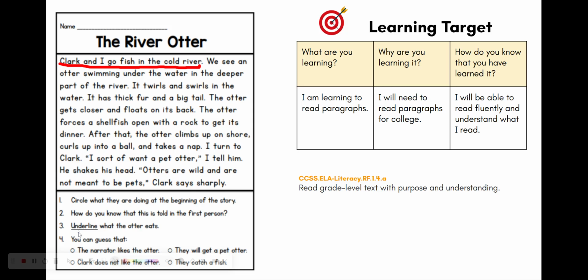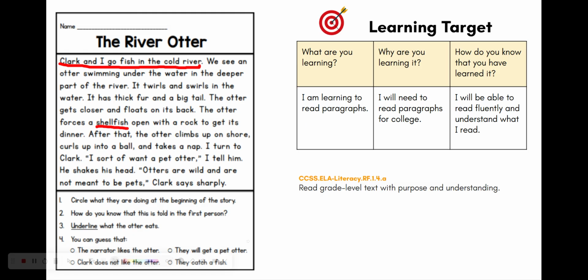Okay. Next question. Underline what the otter eats. Okay, so find out what the otter eats. Look in the paragraph and see if you can find out what the otter eats. Okay, well, right here it says the otter forces a shellfish open with a rock to get its dinner. So, what does the otter eat? Yeah, the shellfish. So, let's underline it.